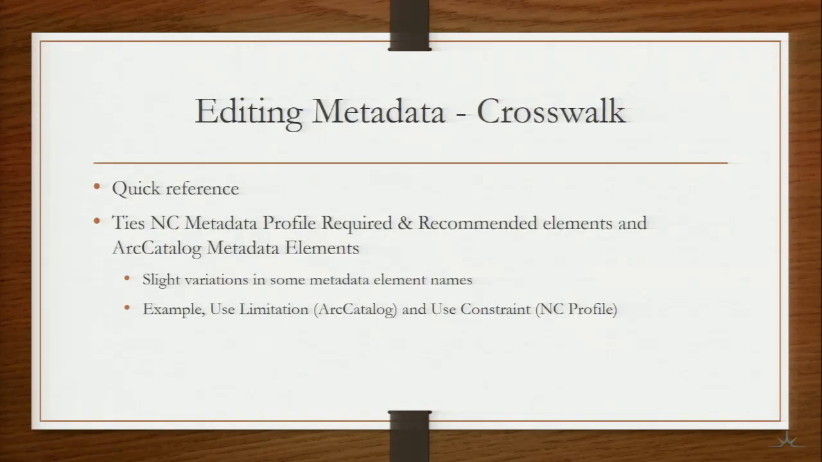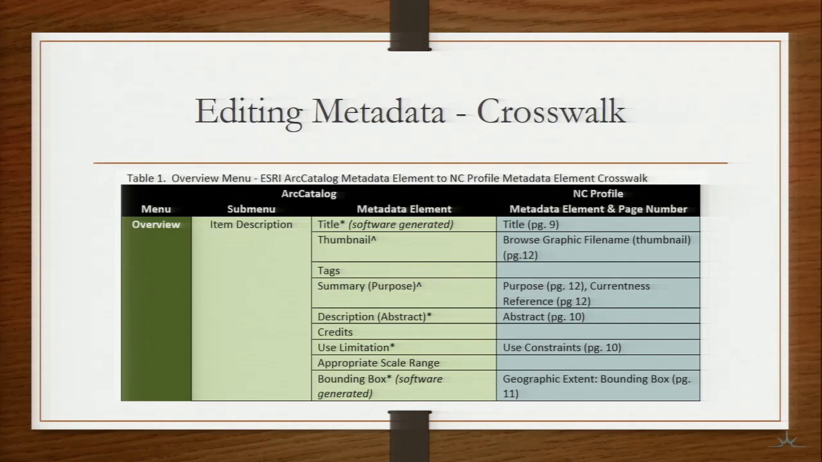Okay, as I mentioned, the crosswalk section of the document. These are quick reference tables that show you what's required, what's recommended, how to refer to them in the profile, and it also ties together the different terminology that we have between the profile and what's present in ARC Catalog. An example of this is the metadata element use limitation in ARC Catalog. In the profile, that's described as use constraint. We have these different terms, and the crosswalks just help marry those terms together because it is a little bit confusing.